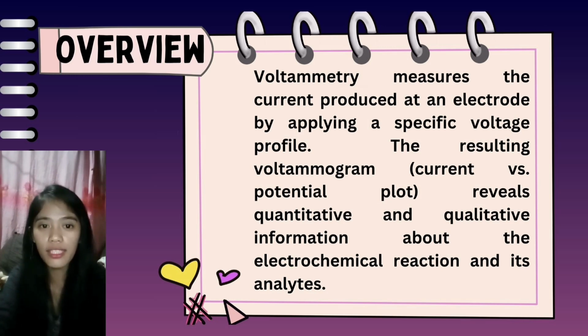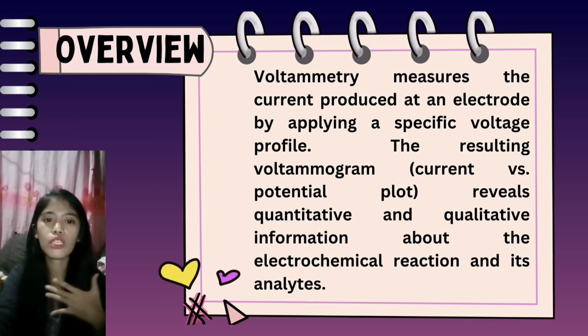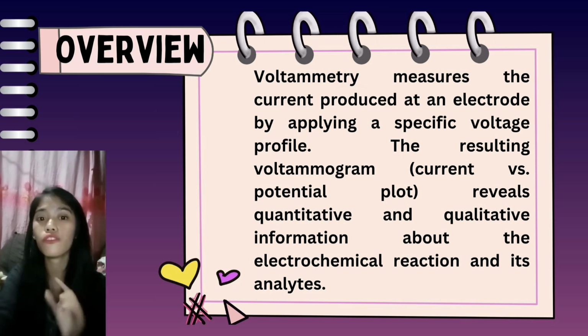Then we carefully change the electrical voltage applied to one of these electrodes. As the voltage changes, some chemicals in the solution might react. They might gain or lose tiny particles called electrons. These movements of electrons are an electric current. So the key idea is that different chemicals react at different voltages.